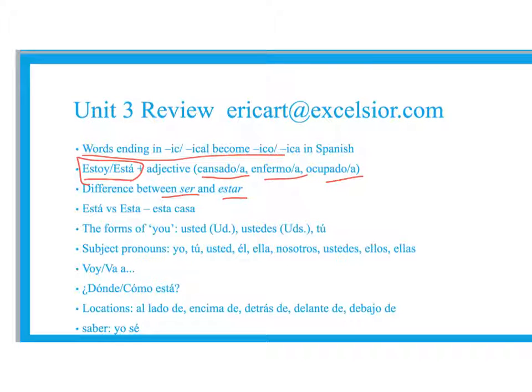Okay, and the difference between está and esta. Está is the verb. Esta is called a demonstrative. It points something out. So está would mean he or she is. It can also mean you are in the formal singular. ¿Cómo está? ¿Cómo está, señor? How are you doing, sir?